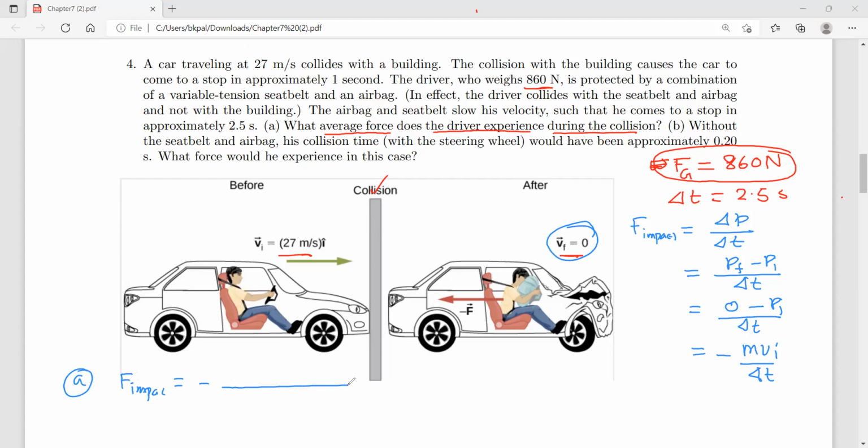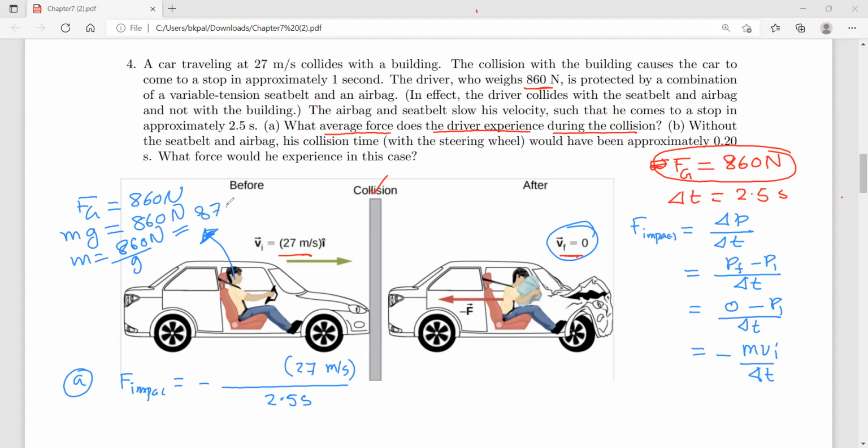Now we don't know m, right? The mass of the driver. So we need to know what is the mass of the driver. So how to get the mass of the driver? The velocity is 27 meters per second and delta t is 2.5 seconds. What is the mass? So the mass of this driver can be determined from the gravitational force, or the weight of the driver, right? Because the gravitational force is equal to mg, so m will be 860 Newton divided by the gravitational acceleration, and that is equal to 87.8 kilogram.